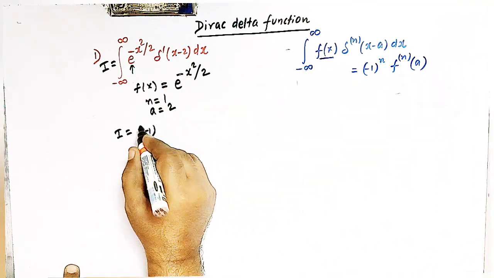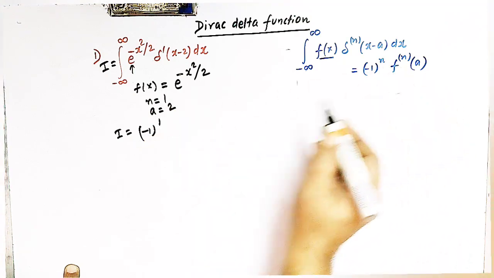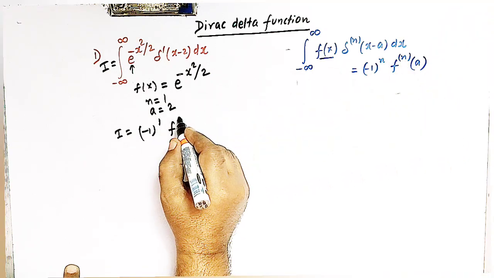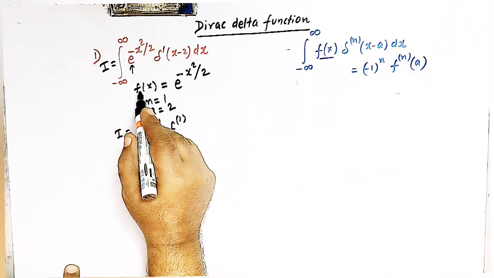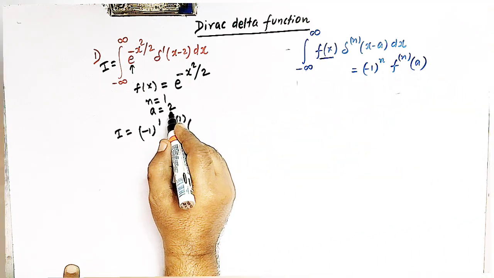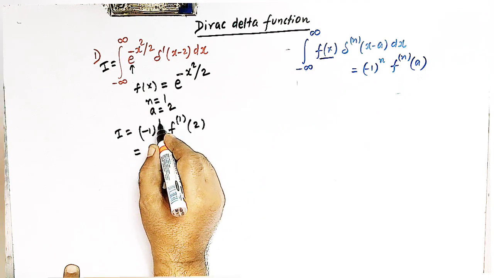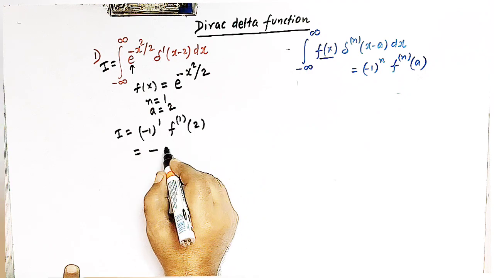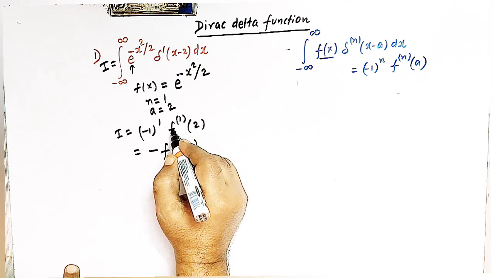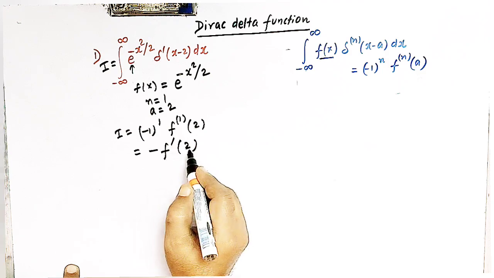So we have minus 1 raised to n, n is 1, and here we have the first derivative of this function f of x evaluated at this point, that is a is equal to 2. So minus 1 raised to 1 is minus, and here we have f prime of 2, because f superscript 1 of 2 can be written as f prime of 2.